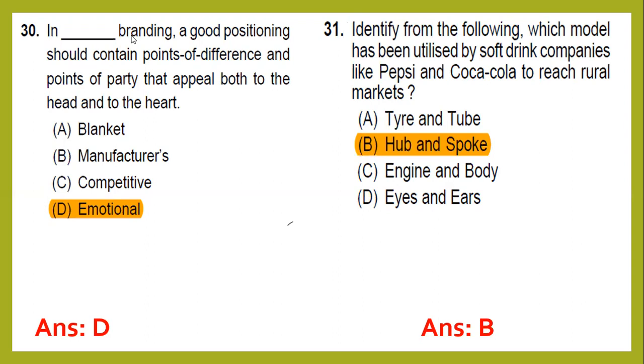Identify from the following which model has been utilized by soft drink companies like Pepsi and Coca-Cola to reach rural markets. So this particular marketing structure they're using is called hub and spoke system. In hub and spoke system, what happens? There will be one big town which is interconnected to smaller villages. From the town, the distribution network goes to the nearby neighboring villages. So therefore, it is called hub and spoke system. So correct answer is B.